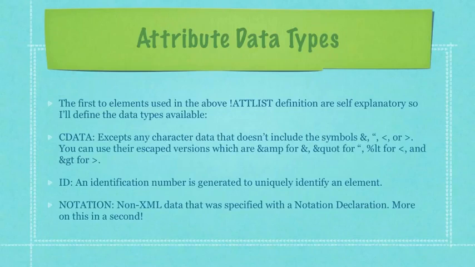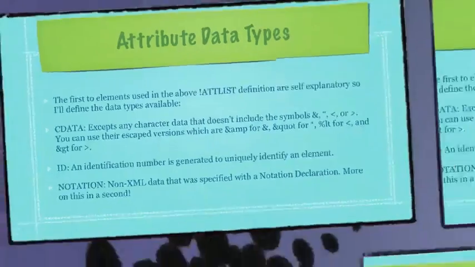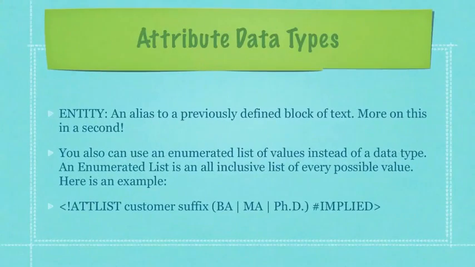An ID, or identification number, is generated to uniquely identify an element, much like you do with a database. A notation is non-XML data that was specified with a notation declaration, and there'll be more on this in a second if you're a little confused. An entity is an alias to a previously defined block of text. Again, more on this in a minute.